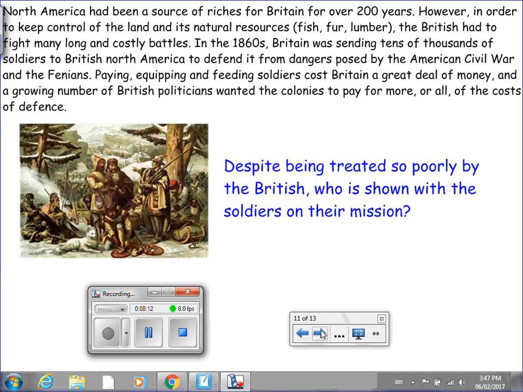North America had been a source of riches for Britain for over 200 years. However, in order to keep control of the land and its natural resources, fish, fur, and lumber, the British had to fight many long and costly battles. In the 1860s, Britain was sending tens of thousands of soldiers to British North America to defend it from dangers posed by the American Civil War and the Fenians. Paying, equipping, and feeding soldiers cost Britain a great deal of money, and a growing number of British politicians wanted the colonies to pay for more or all of the costs of defense.